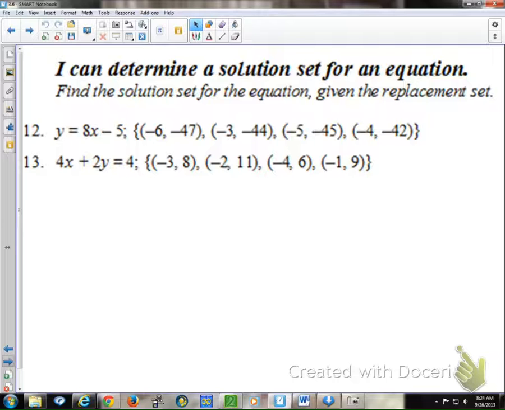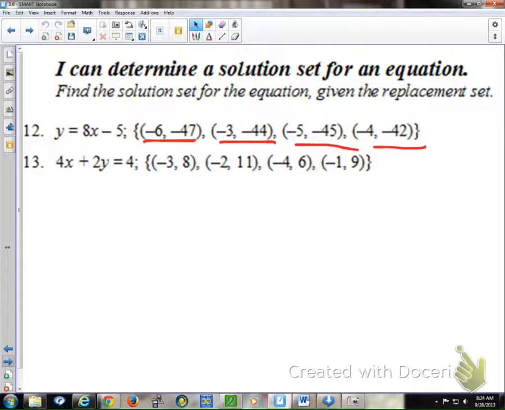This isn't the only thing we've learned. In fact, it's like 1/3 of it, which is why we're going to have a full review tomorrow. But yeah, this is the study guide for that portion. Find the solution set for the equation. All you had to do here was plug in these coordinates and see which ones worked.